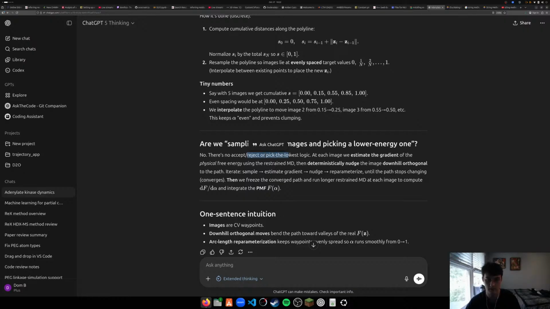There's no accept, reject, or pick-the-lowest logic. At each image, we estimate the gradient of the physical free energy using the restrained MD, then deterministically nudge the image downhill, orthogonal to the path, and iterate.